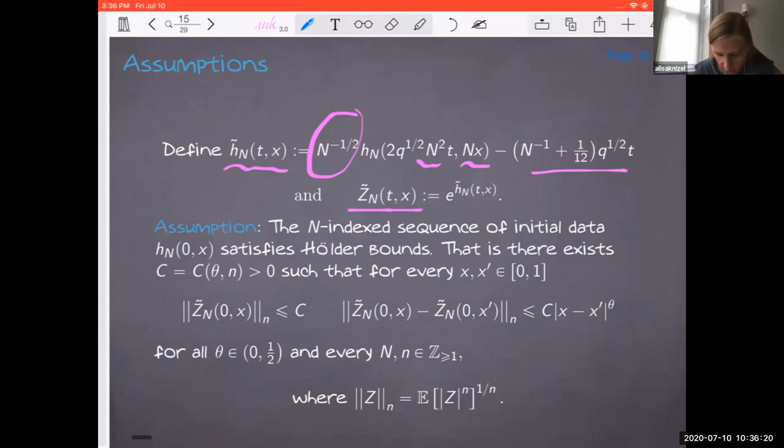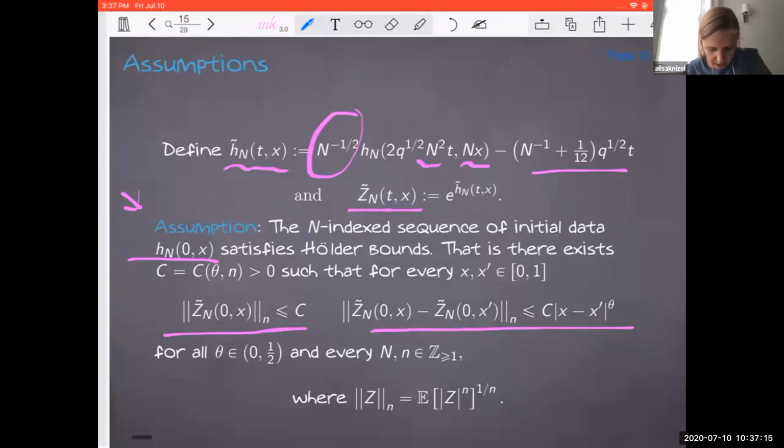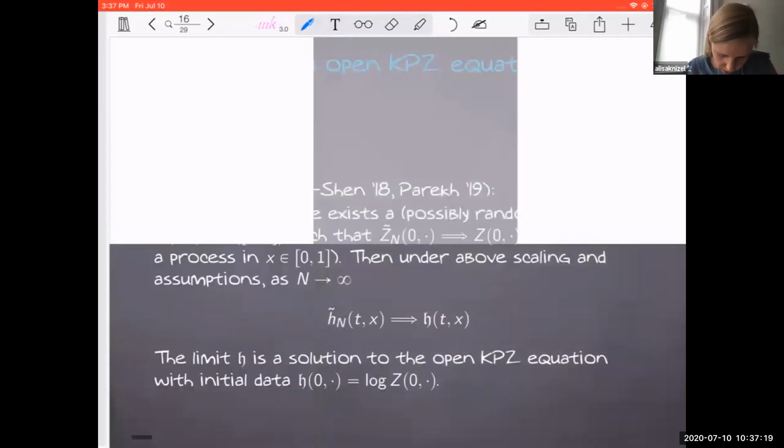In order to state this result, originally due to Corwin and Shen, I need to introduce one more assumption. Here this connection is more general, so it goes beyond the assumption that we start from stationarity. So for the more general setup, let me say that the sequence of initial data HN satisfies Hölder bounds if there exists a constant C such that the following bounds in LN norm hold for Z tilde.